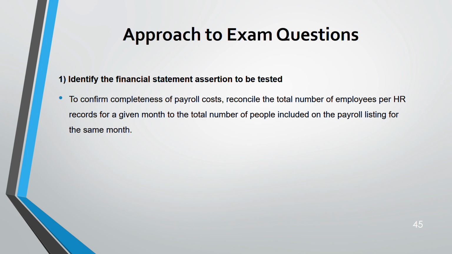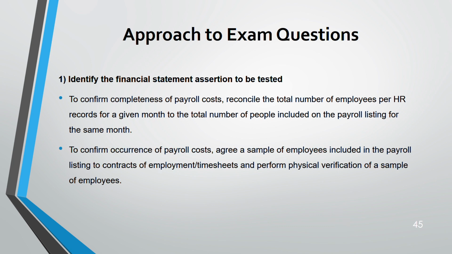Second, through an example I will explain this. Let's say payroll cost. You want to confirm the completeness of payroll cost. What do you do? You reconcile the total number of employees in your HR list and the total number of employees in your payroll list. They have to match. Next, if you want to check the occurrence, then take a sample of employees in the payroll list and perform physical verification of the sample of employees to make sure that payroll costs have actually occurred. To actually occur, there should be actual employees. That's why you have to physically verify the employees with the payroll listing.